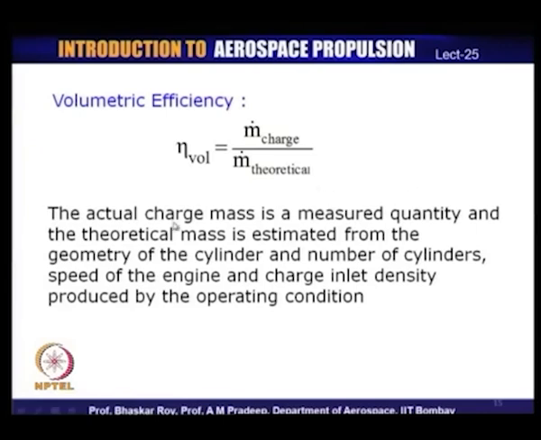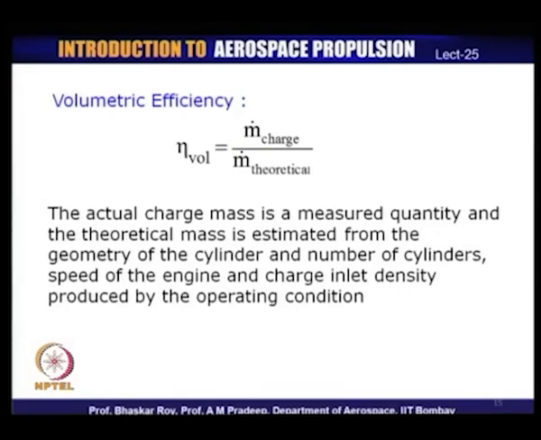So, the theoretical charge is the mass that is estimated from the geometry of the cylinder and the total number of cylinders, etcetera, which we often quote, as I mentioned earlier, as the engine capacity. And as we see now, quite often that theoretical capacity may not actually be effective or operational during the operation of the engine due to the various factors that we have just mentioned.